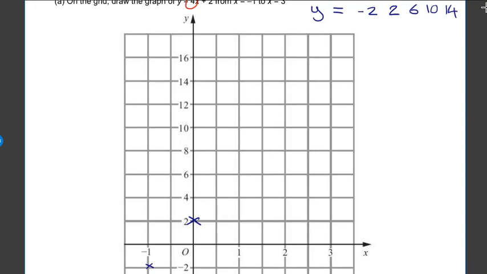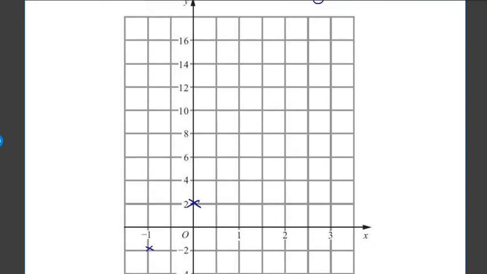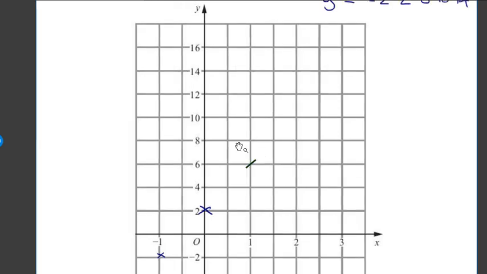What was the other one? 2, 6, alright. I normally do put in at least 3 points for a line because sometimes you could be wrong with your other 2, as we saw earlier. Let's put it in there. And that's going to be it. So it's going to look something like that.